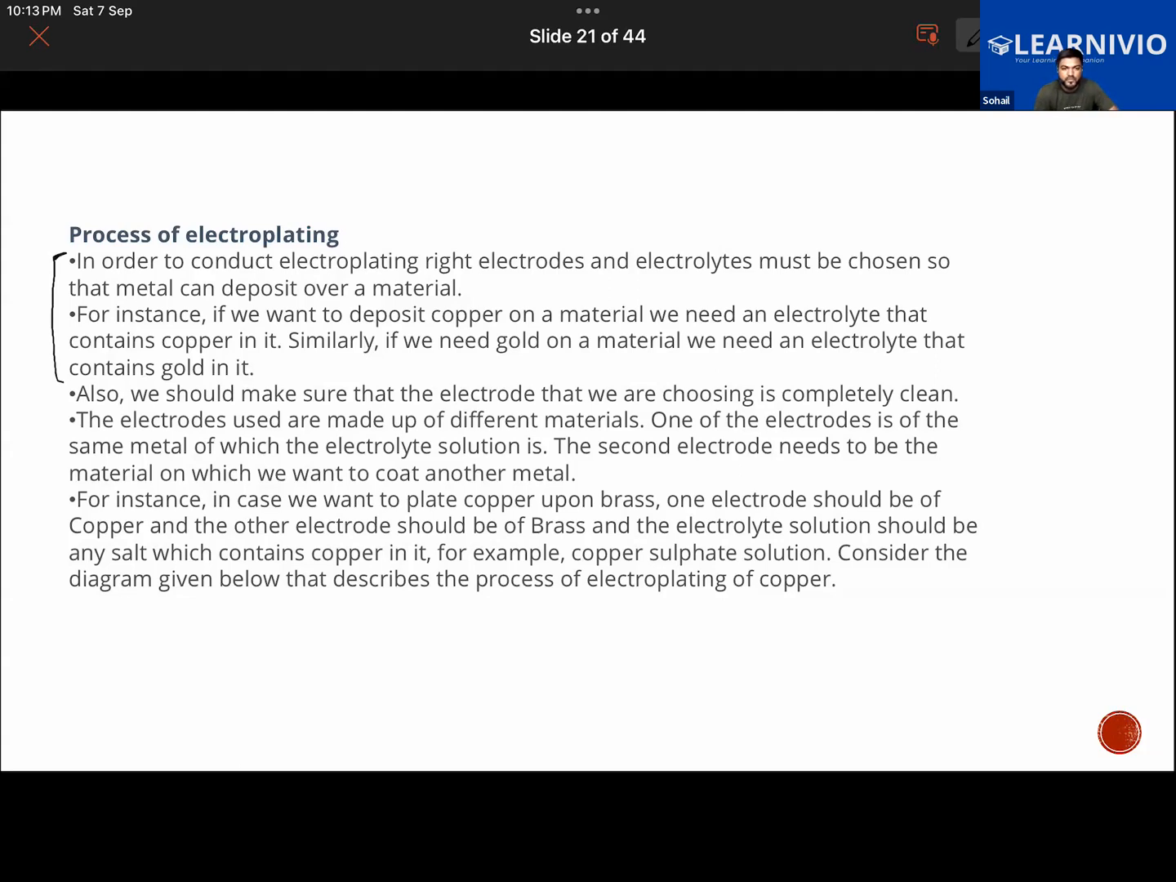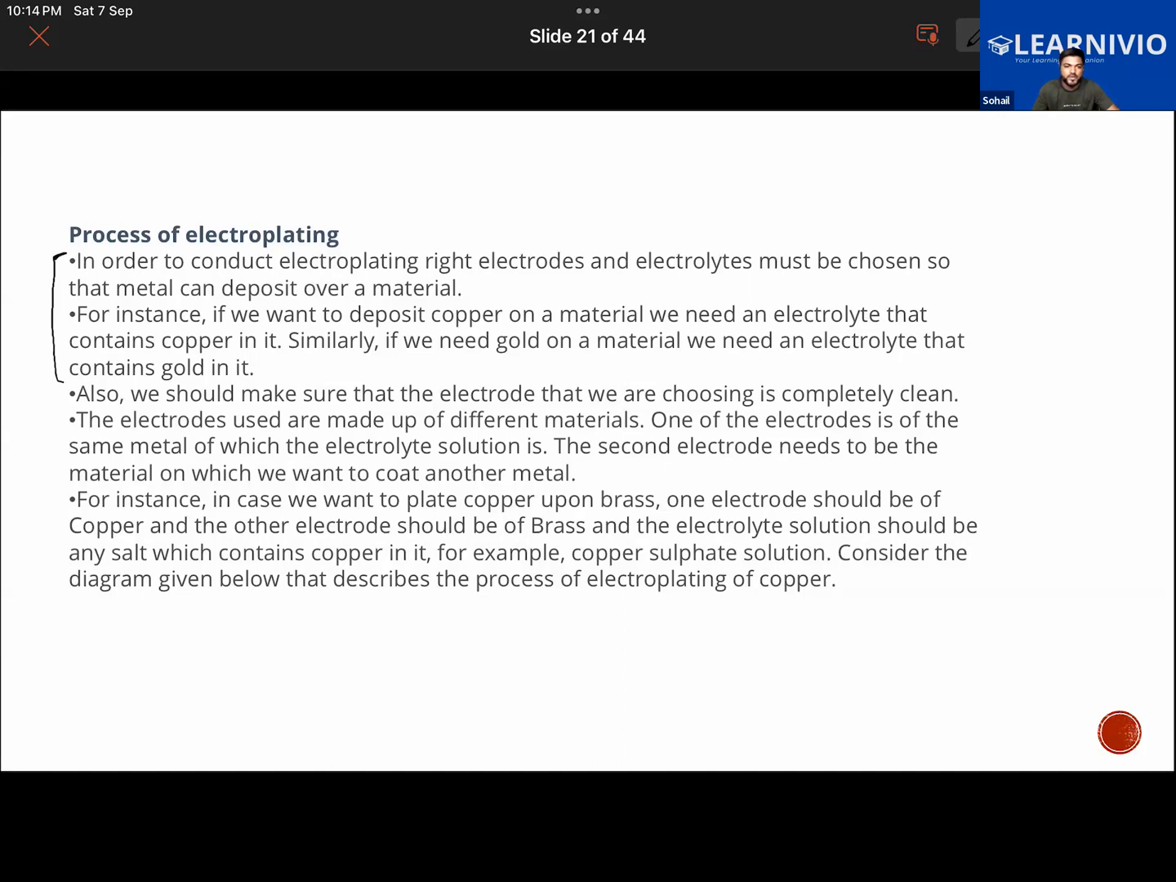In order to conduct electroplating, right electrodes and electrolytes must be chosen so that metal can deposit over a material. For instance, if we want to deposit copper on a material, we need an electrolyte that contains copper in it. Similarly, if we need gold on a material, we need an electrolyte that contains gold in it.